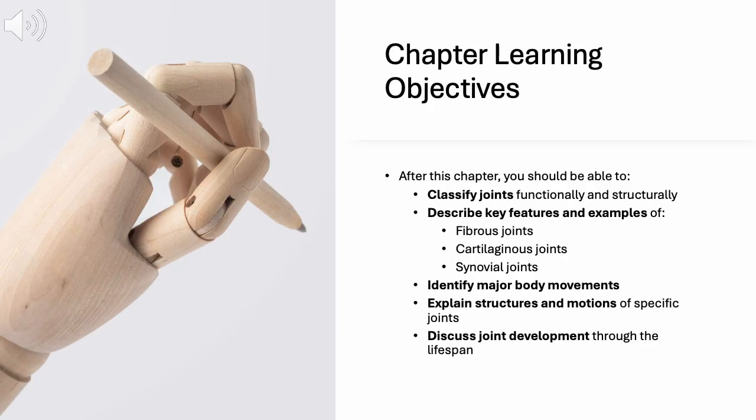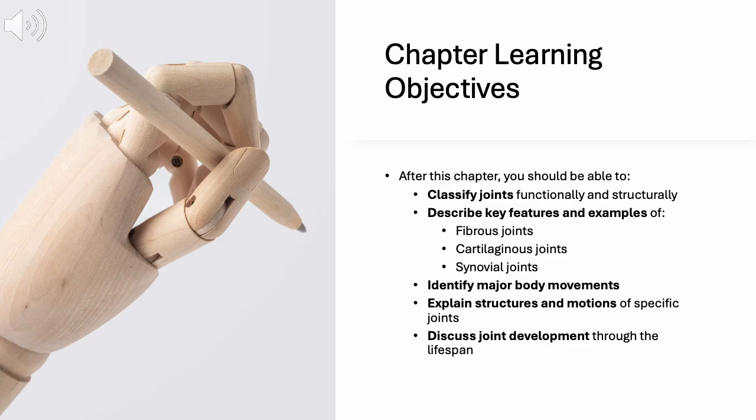Let's begin by reviewing the learning objectives for Chapter 7. These will guide what we focus on in today's lecture and throughout the chapter. First, we'll classify joints in two main ways: functionally, which refers to how much movement a joint allows, and structurally, which refers to what kind of tissue connects the bones and whether a cavity is present. Next, we'll explore the three main structural types of joints: fibrous, cartilaginous, and synovial, along with key examples and their defining features. Then we'll move into how the body moves at the joints.